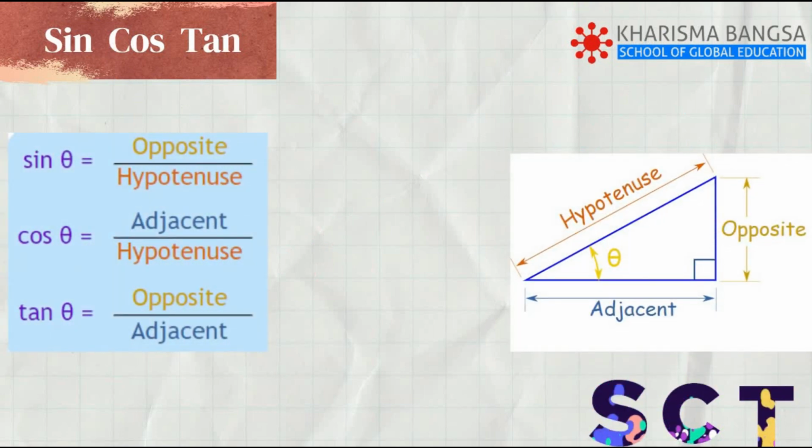Second concept is trigonometry, or sine, cosine, and tangent rule. The formulas of those three are obviously different. Theta is an angle between adjacent and hypotenuse, in case you don't know it yet. Sin theta is equal to opposite divided by hypotenuse. Cosine theta is equal to adjacent divided by hypotenuse, and tangent theta is equal to opposite divided by adjacent.